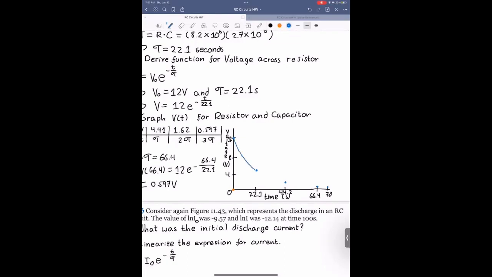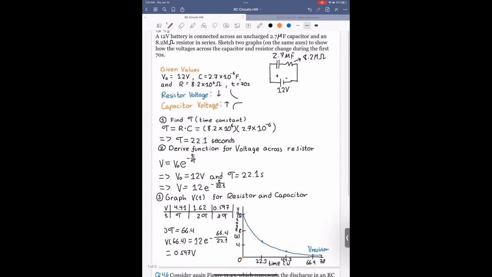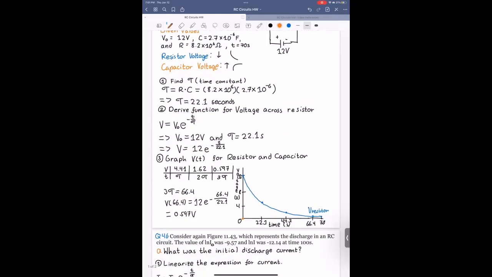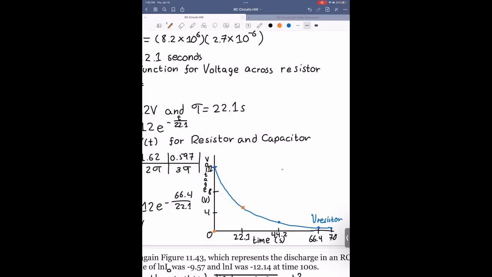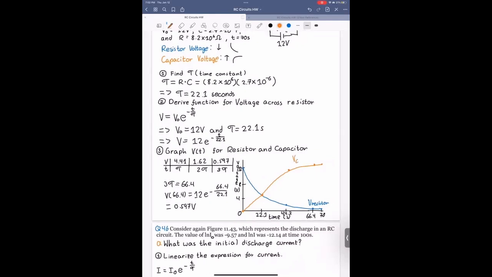Now connect the dots. And now you have the voltage across the resistor over time. Now since the capacitor is charging, it will have a similar graph, except that it's increasing exponentially and approaching the value of the battery voltage, which is 12. Therefore, it will have this shape. That's the voltage across the capacitor.